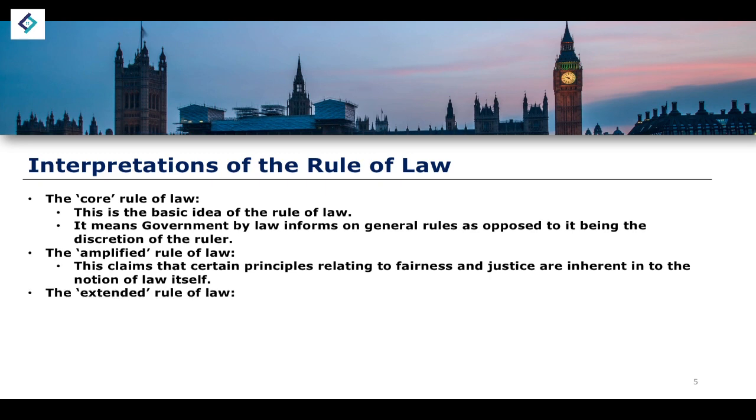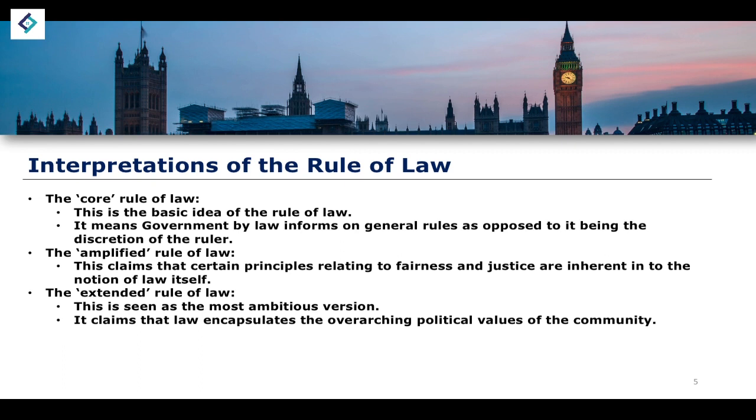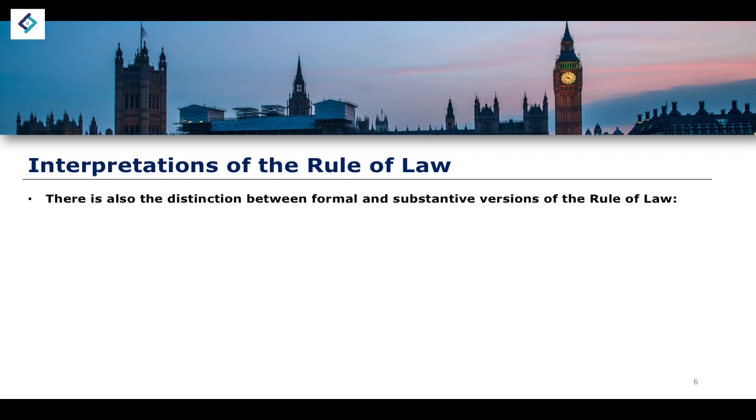And then we have this idea of the extended rule of law, and this is seen as the most ambitious top-level idea of the rule of law. It's not just a basic idea that essentially gives us the rules that are created by government rather than the arbitrary decisions of kings. It is instead a more ambitious, extensive idea. It claims that law encapsulates the overarching political values of an entire community, a societal community at large.